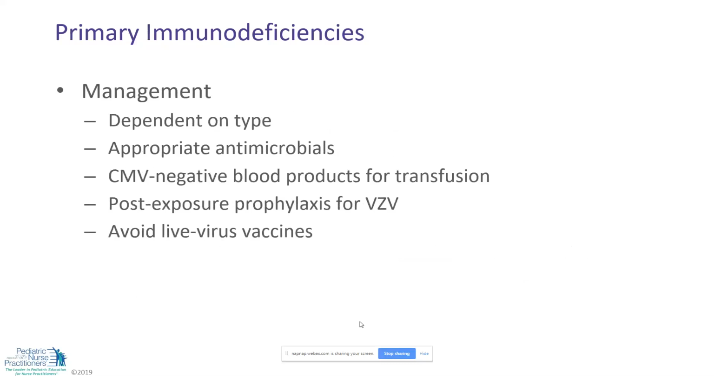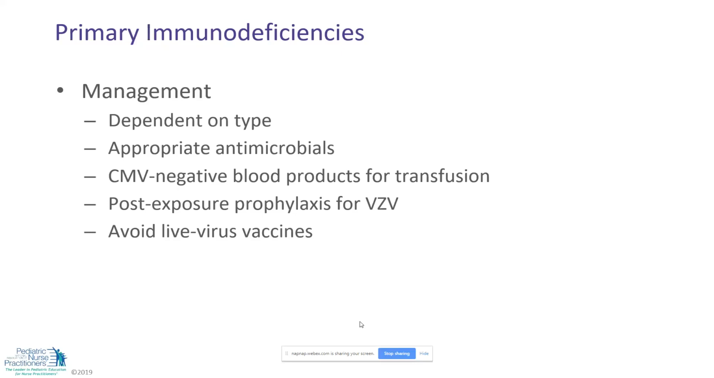The management of primary immunodeficiencies is really dependent on the type of immunodeficiency the patient has. And so you want to think about what antimicrobials may be indicated. You want to think about whether or not the patient would require CMV negative blood products if they require a transfusion. Most blood is considered to be CMV safe, but in a patient with an immunodeficiency, it may be really critical that they receive CMV negative blood products.